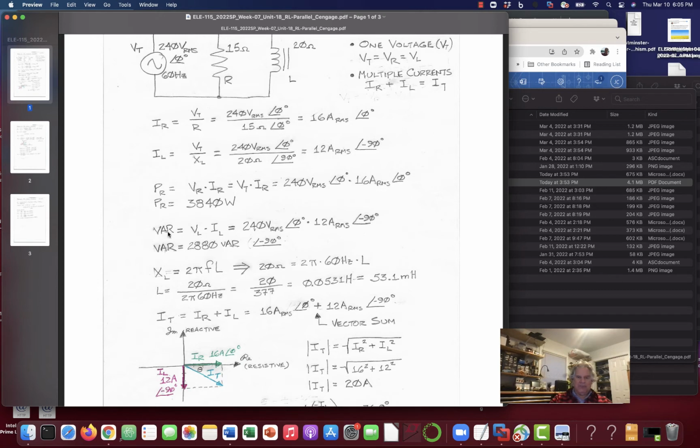Okay. Now the reactive power, the volt amperes reactive, is equal to the voltage across the inductor times the current through the inductor.